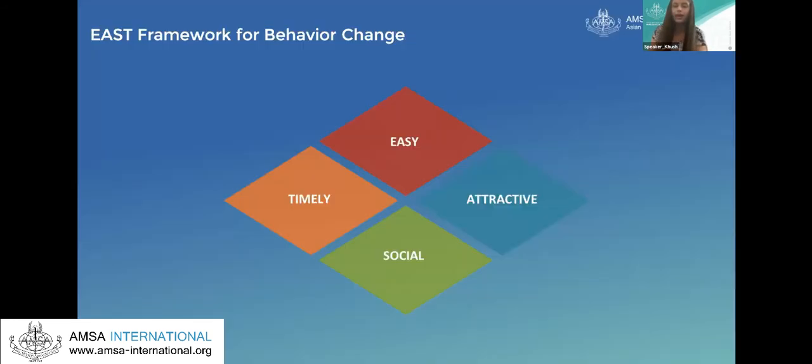Okay, moving ahead to the EAST framework of behavior change. Now that we've discussed how it is done, whenever you're planning a behavior change strategy, there are four things that you should always think about. First, make your strategy easy. Harness the power of defaults, reduce the hassle factor of taking up a service, and simplify your messages. Second, make it attractive. Attract attention. Design rewards and sanctions for maximum effect.